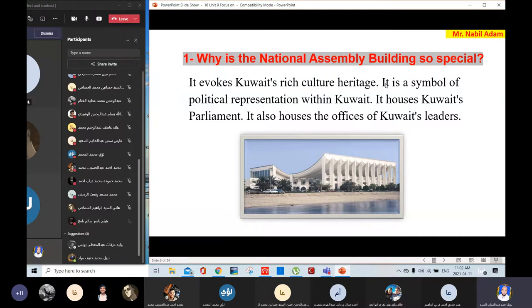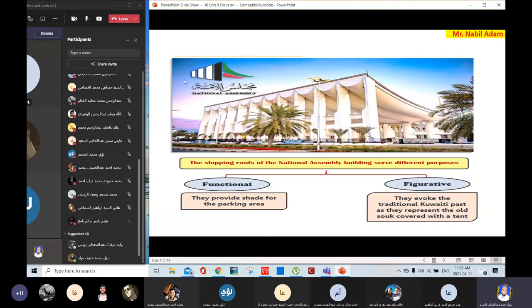Okay, look at the picture here of the National Assembly building or Majlis al-Ummah in Arabic. Look at the shape of the roofs. The sloping roofs of the National Assembly building serve different purposes. Why do the roofs have this shape? Functional and figurative. Functional means they provide shade for the parking area. They protect the place from the sun, where members of parliament can park their cars, so their cars can be protected from the sun.